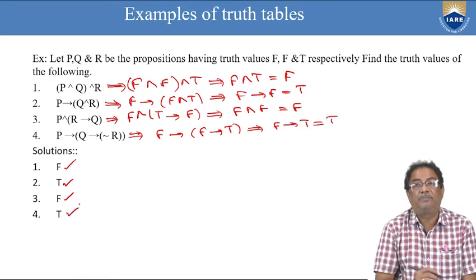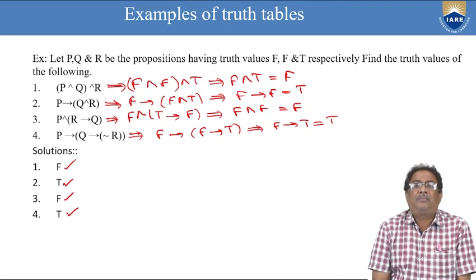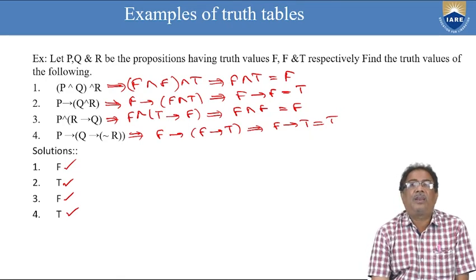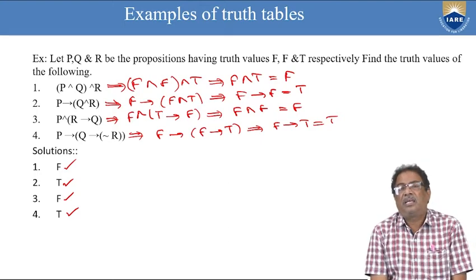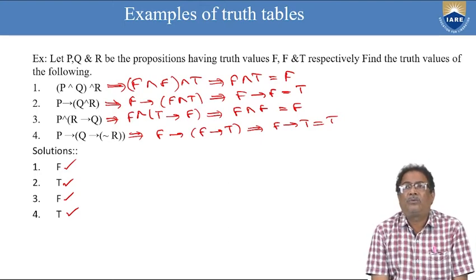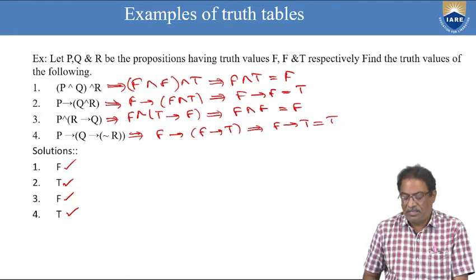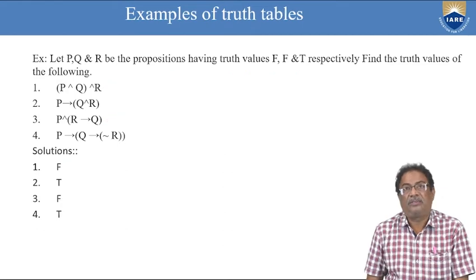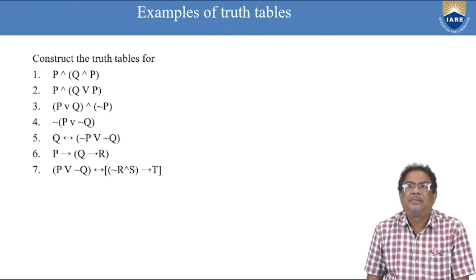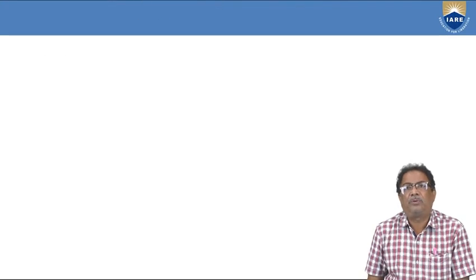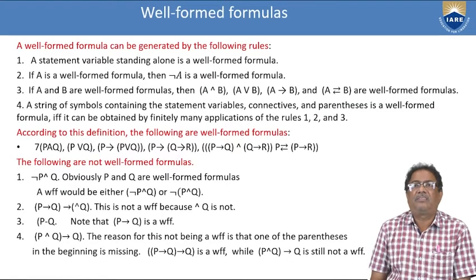So in this order, whenever particular truth values are given for the given propositions, based on that we have to find the truth value of the compound proposition. In this order we are going to calculate. These are some simple examples of how we construct truth tables based on compound propositions. Earlier we discussed all these things.